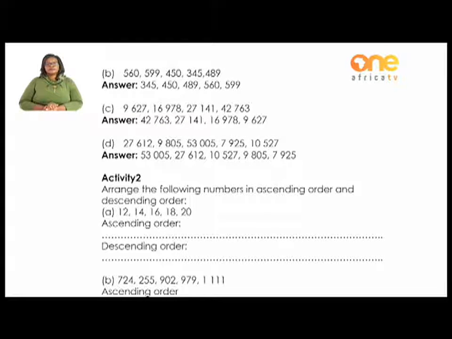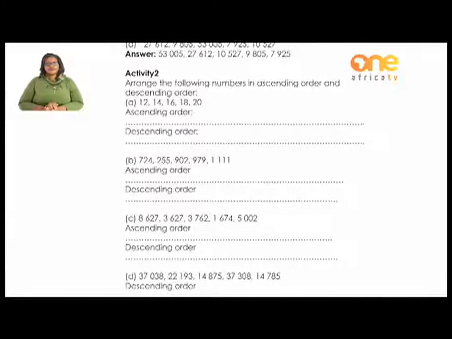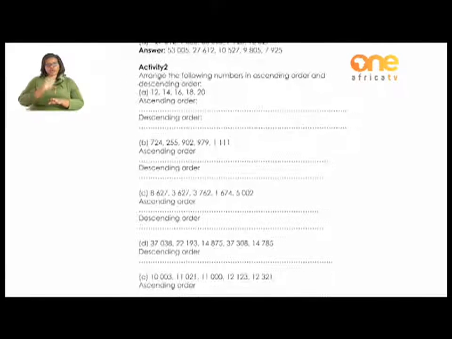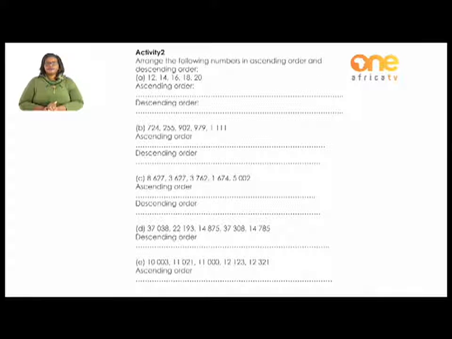Then we are having activity 2. On activity 2, we are going to do number 1 together, then you are going to do the rest on your own. On number 1, we are supposed to put the numbers in ascending order, meaning you are supposed to start from the smallest to the biggest. So the smallest number there is 12, followed by 14, then you go to 16, 18, 20.